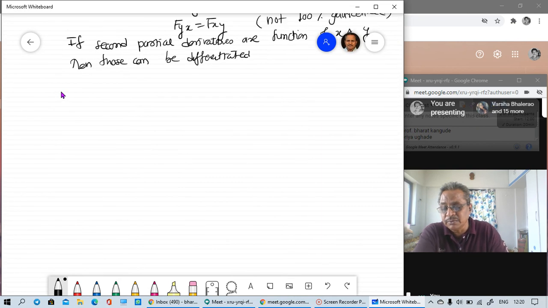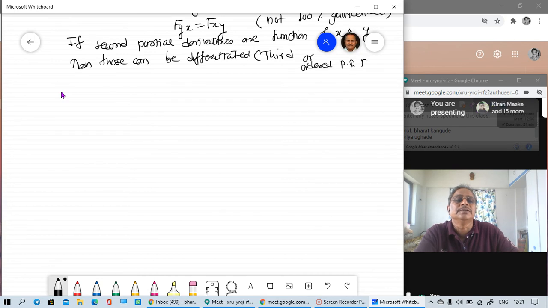And now we have moved ahead to third order differentiation. Okay, they can be differentiated. I can write in the bracket here. This is called third order partial differentiation, third order partial differential equations. And let's see how to get this.